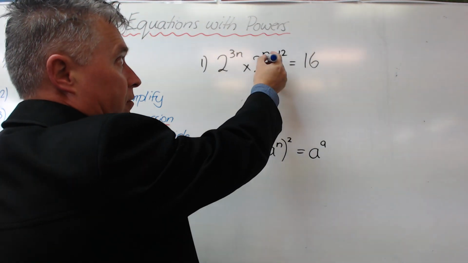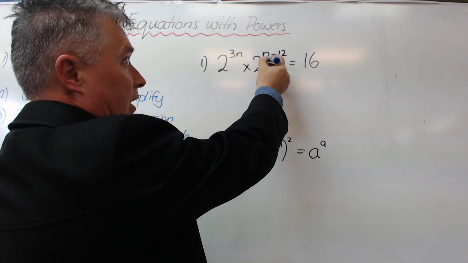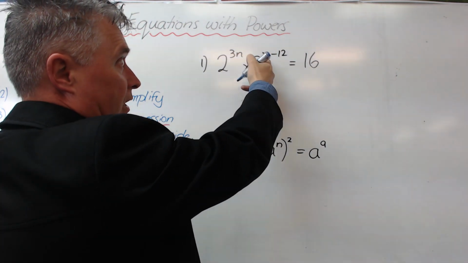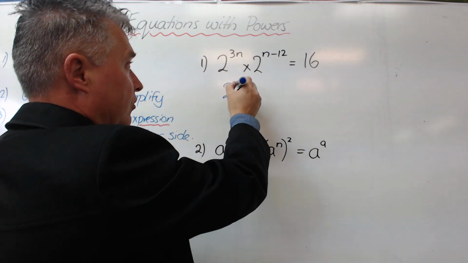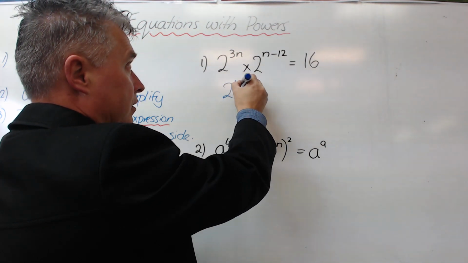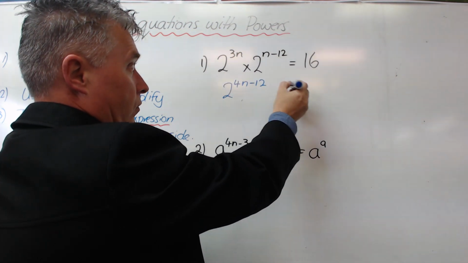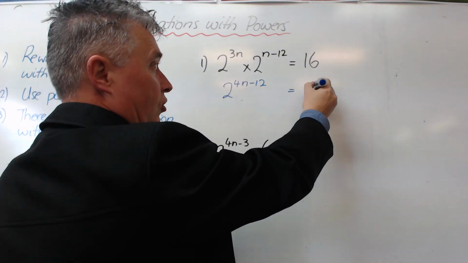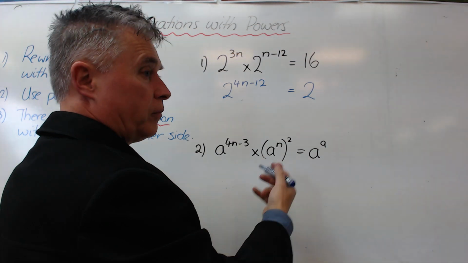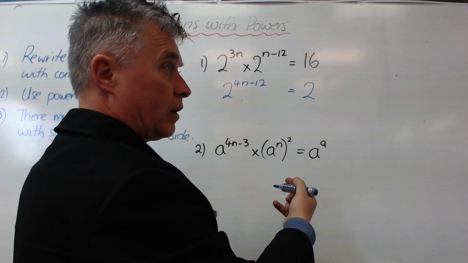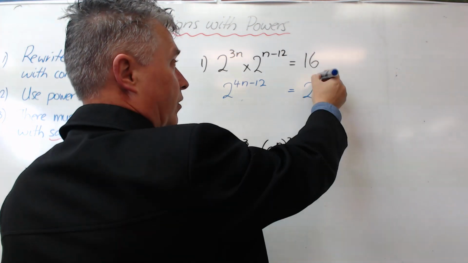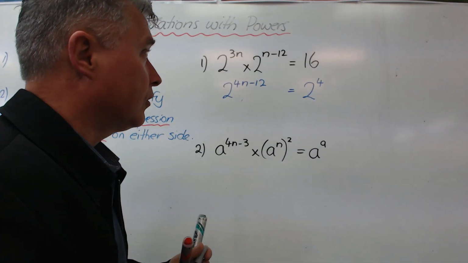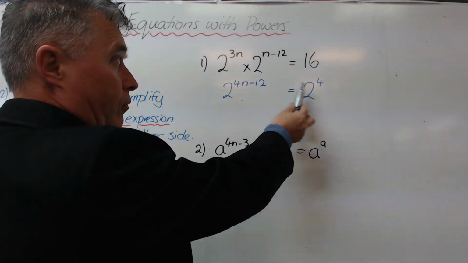So 3n plus n minus 12. There's 3 n's, another n, that's 4 n's. So it's going to be 2 to the 4n minus 12. And on this side we need the same base, so it's going to be 2 times 2 is 4, times 4 is 8, so it's going to be 2 times 2 times 4. Now we've got the same base on both sides.